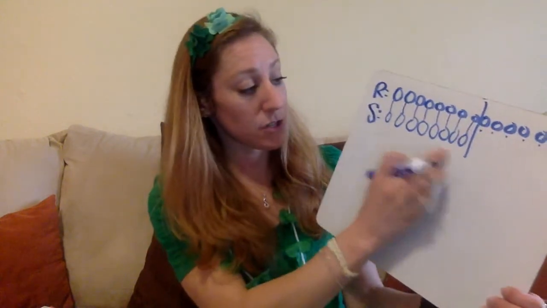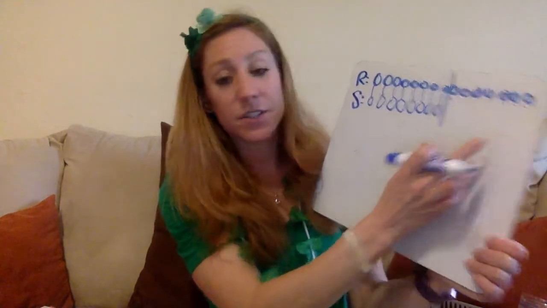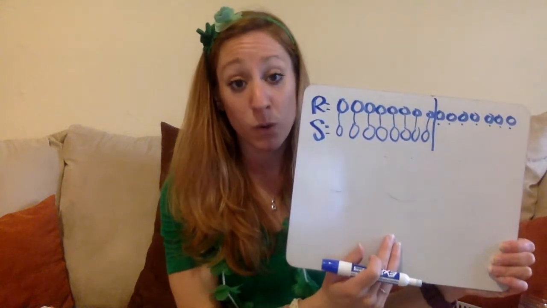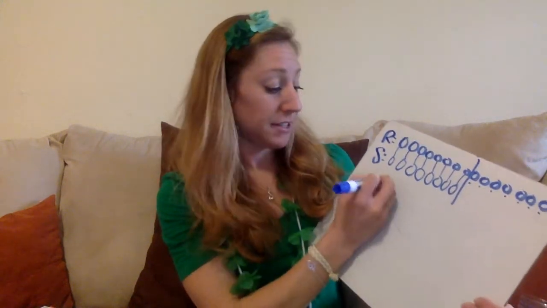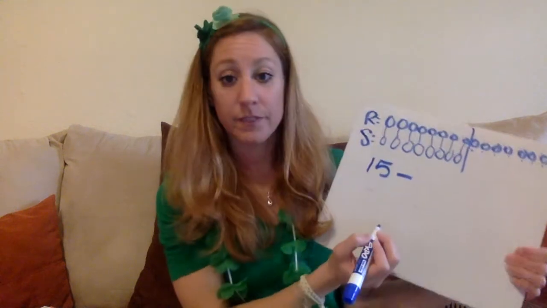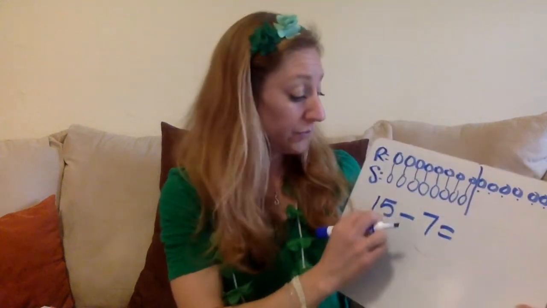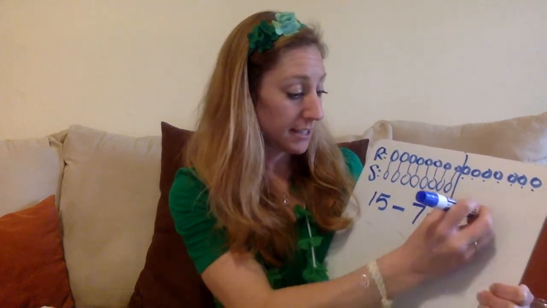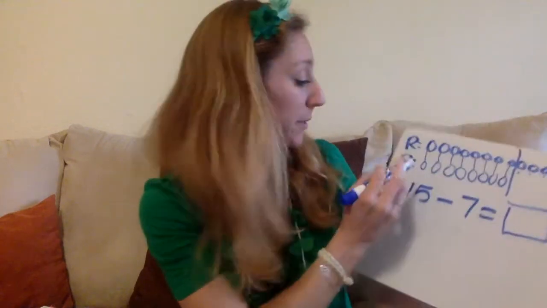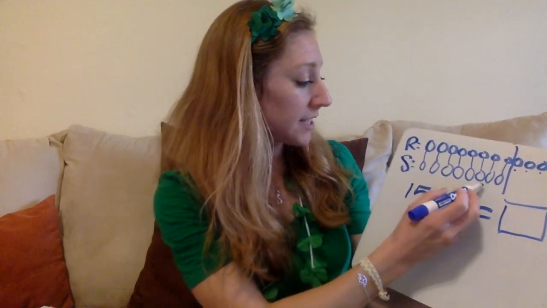So here, these are the ones that are the same, and these are the ones Rima has 7 more than Susie. So we know Rima has 15 stickers. We know that Susie has 7 fewer or less. So 15 minus 7, this is going to be Susie's stickers. Let's count them up. 1, 2, 3, 4, 5, 6, 7, 8.